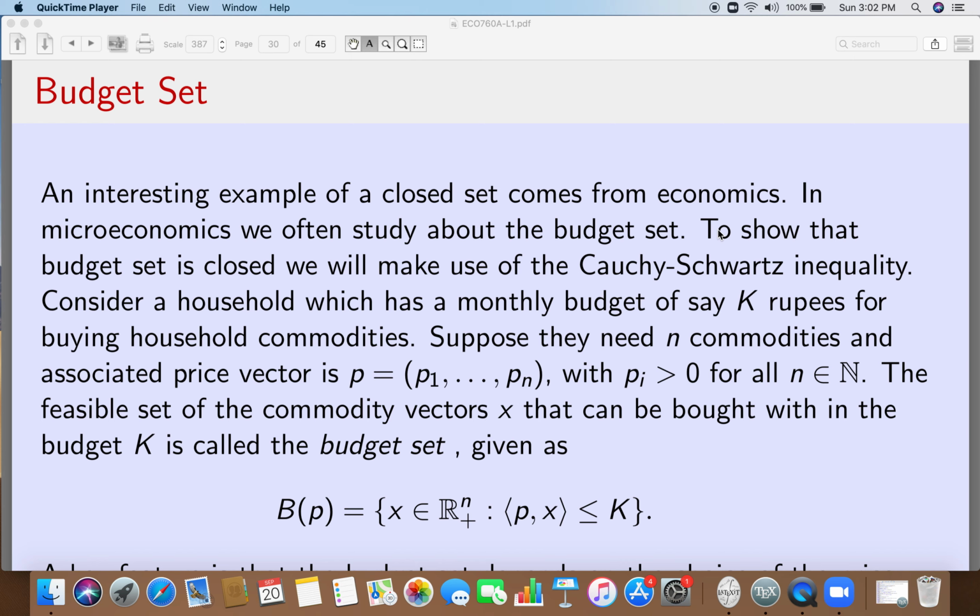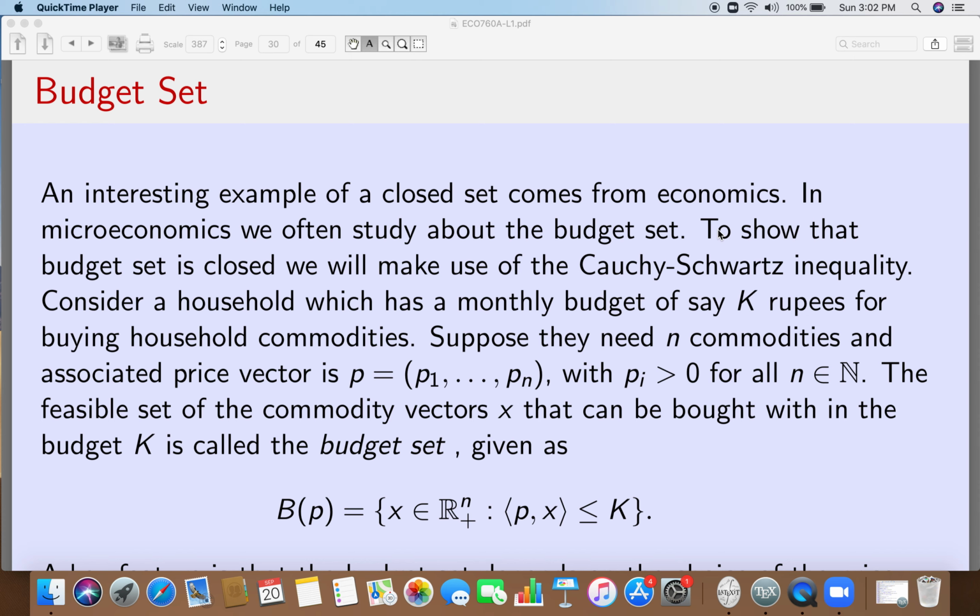Now, within my income, what should be the commodity vectors that I can buy? If I buy a commodity vector x, then the inner product between P and x, as we have seen, is the total money I spend on buying x. That cannot exceed K, my total monthly budget, otherwise that would be stupidity. So the budget set will consist of all x in Rn such that the inner product Px is less than or equal to K. Now this set depends on the price vector P. If the price vector P changes, my set also changes.